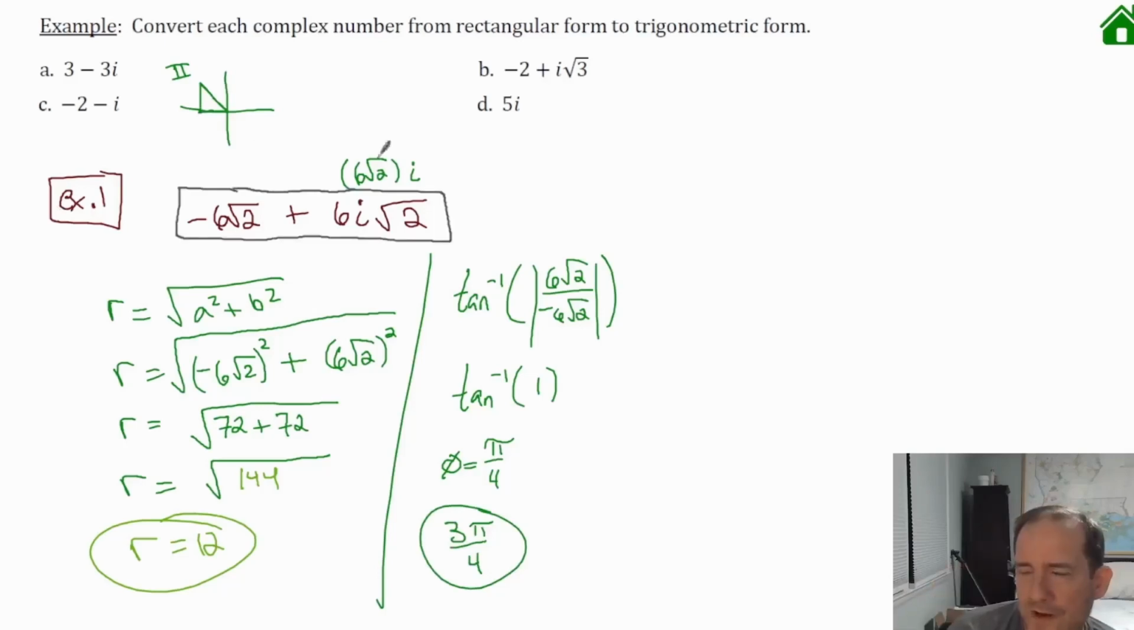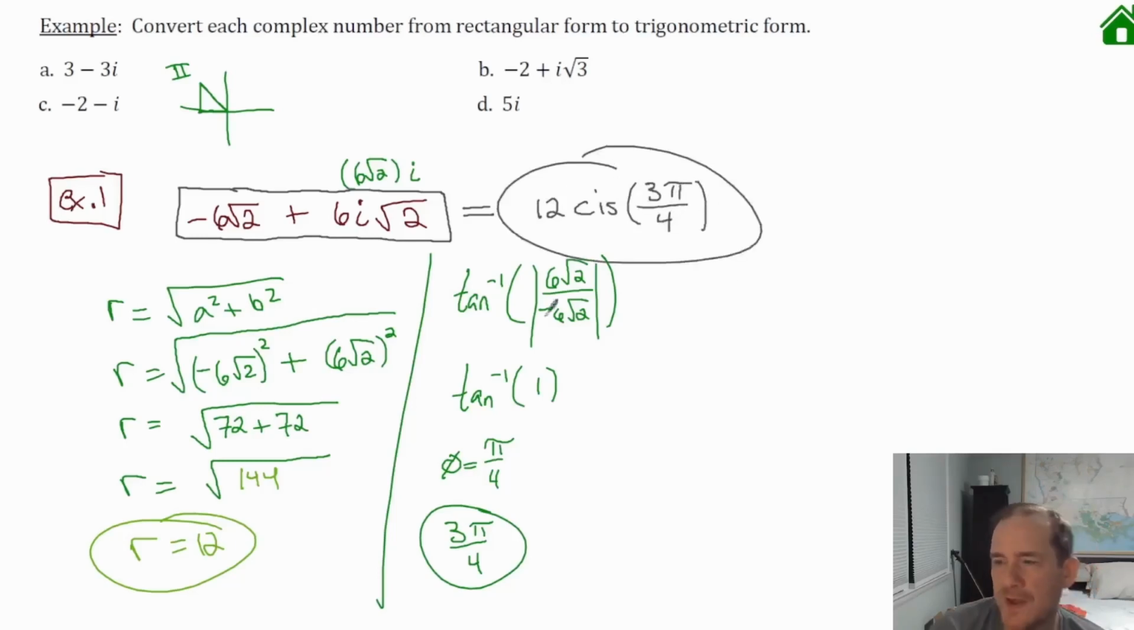But that's it. That would mean that that complex number that I just put a gray box around can be rewritten as 12 cis 3 pi over 4. And that's what it looks like in polar form.